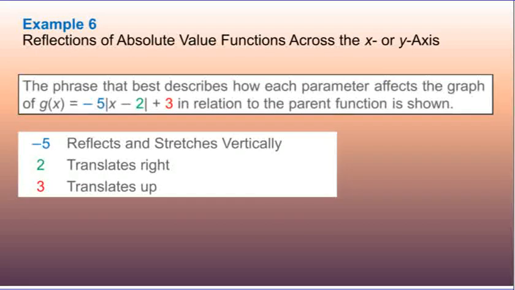So the phrase that best describes how each parameter affects the graph of g of x equals -5 times the absolute value of x minus 2 plus 3 in relation to the parent function is shown. So -5 tells us it's a reflection because there's a negative. It's a stretch vertically because it's on the outside, and the absolute value is greater than 1. It's a translation to the right because our h is positive 2, and it goes up 3 because I have a positive 3 there.